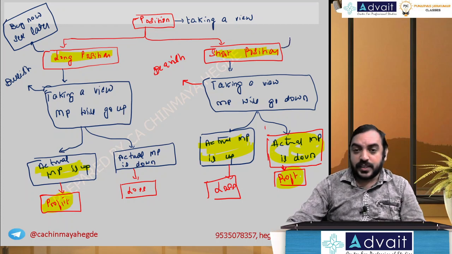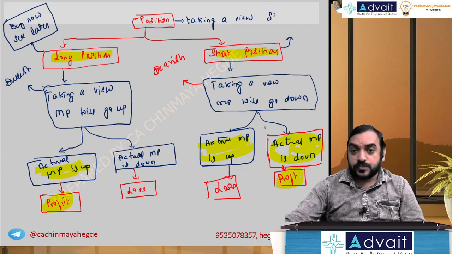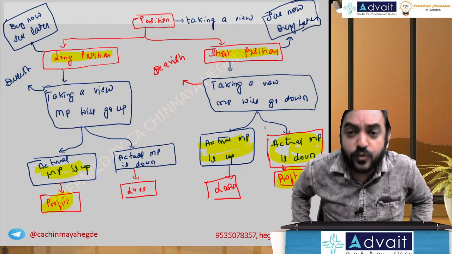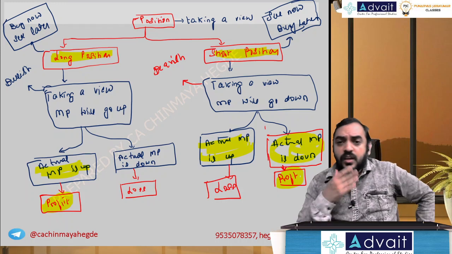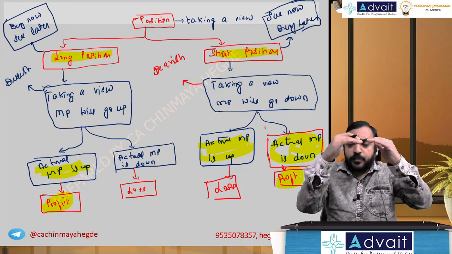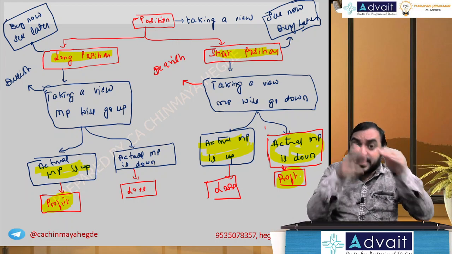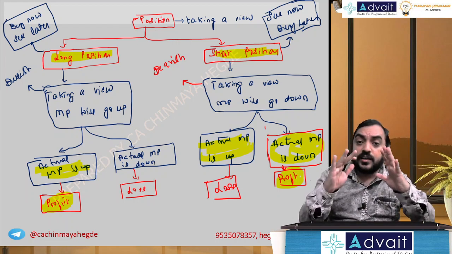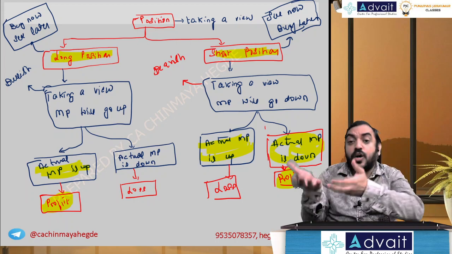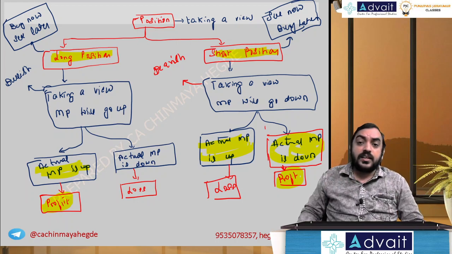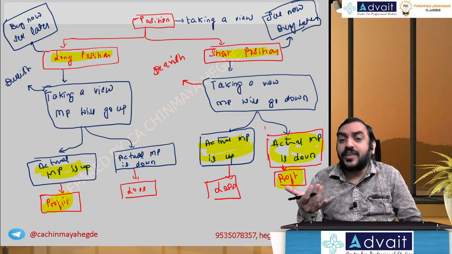Short position is sell now and buy later. Sell now and buy later. Because now I'm expecting the market price to fall down. So at present the price is high. Now at present the price is high, I would like to sell, and later when market price comes down, I would like to buy. Sir, how can I sell when I don't have?